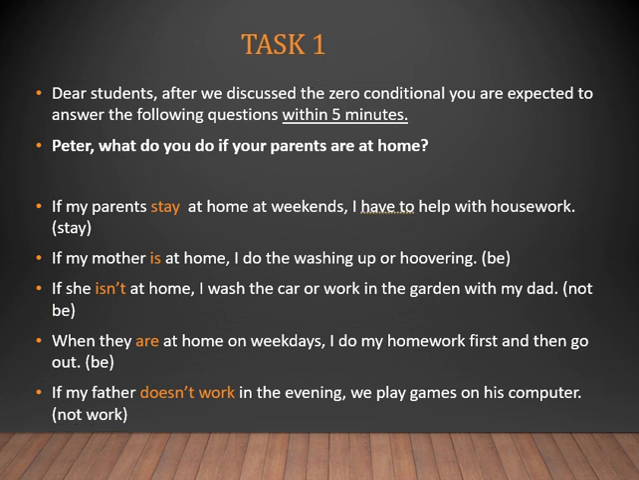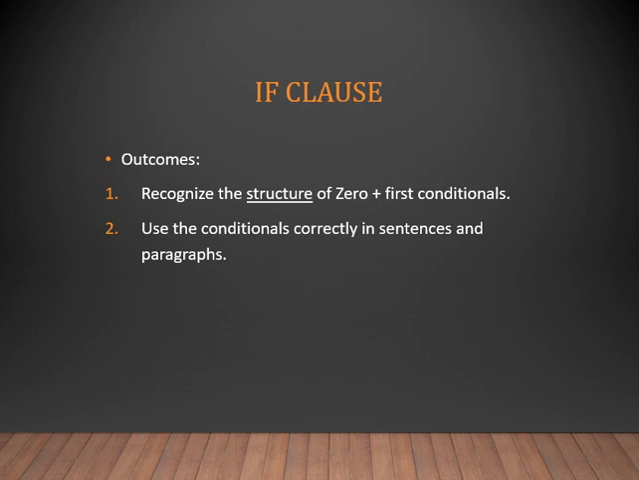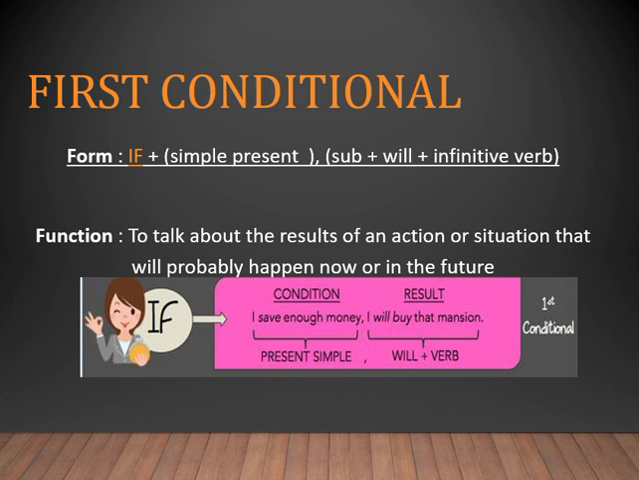And now let's move on to the next conditional, which is the first conditional. So in the first conditional, the form is if plus simple present, comma, here again, don't forget the comma, plus subject plus will plus infinitive verb. So here we have some differences from the zero conditional. There we have to use simple present, simple present. Here we have simple present after if. And in the second clause or in the result clause, we have will plus infinitive verb or verb 1.